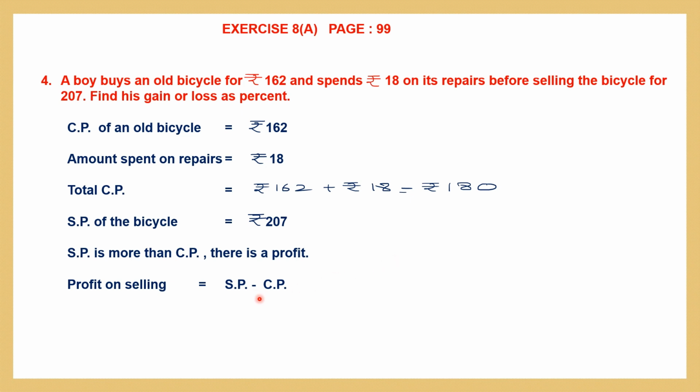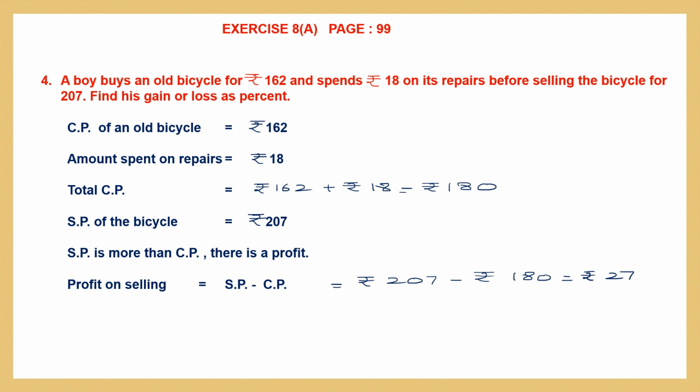So profit on selling the bicycle is selling price minus cost price, which is equal to 207 rupees minus 180 rupees, which is equal to 27 rupees. So this is the profit on selling the bicycle, that is 27 rupees.